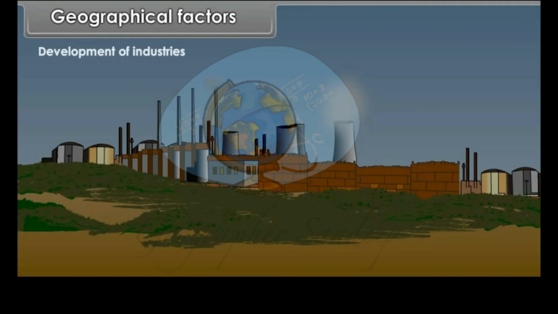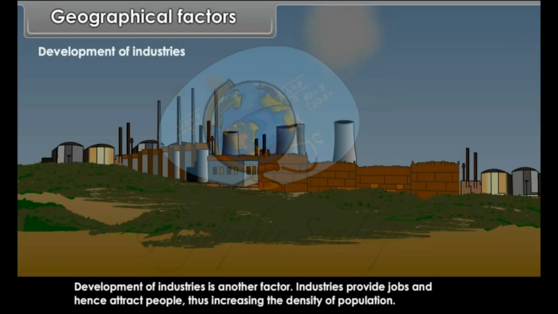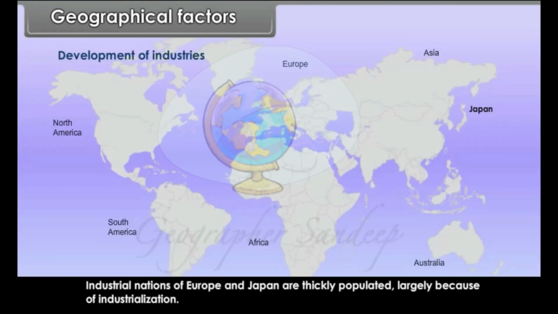Development of industries. Development of industries is another factor. Industries provide jobs and hence attract people, thus increasing the density of population. Industrial nations of Europe and Japan are thickly populated, largely because of industrialization.